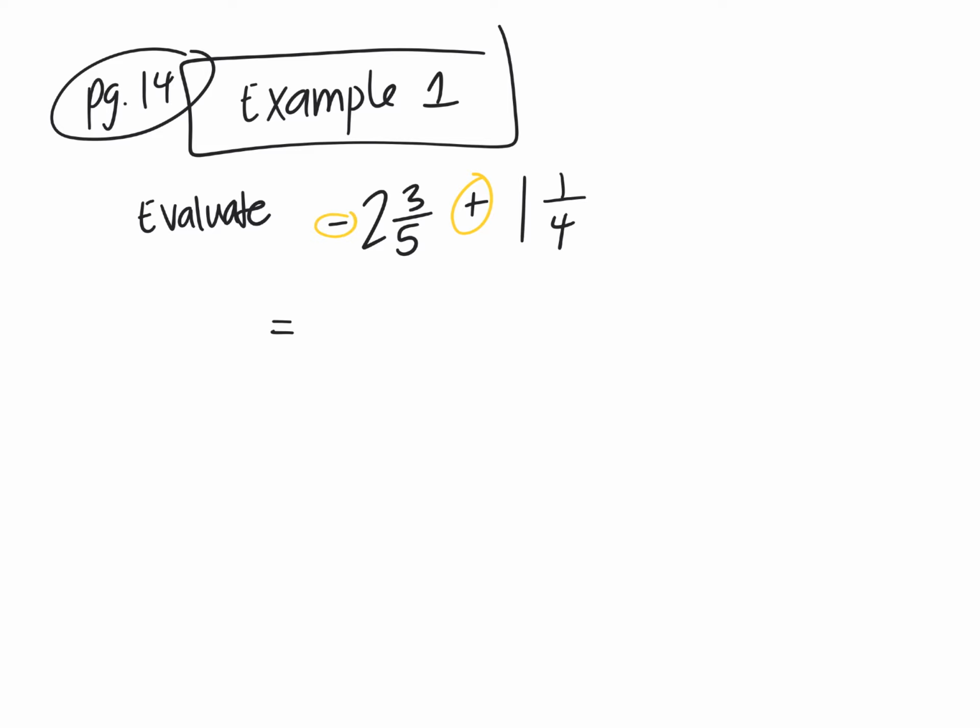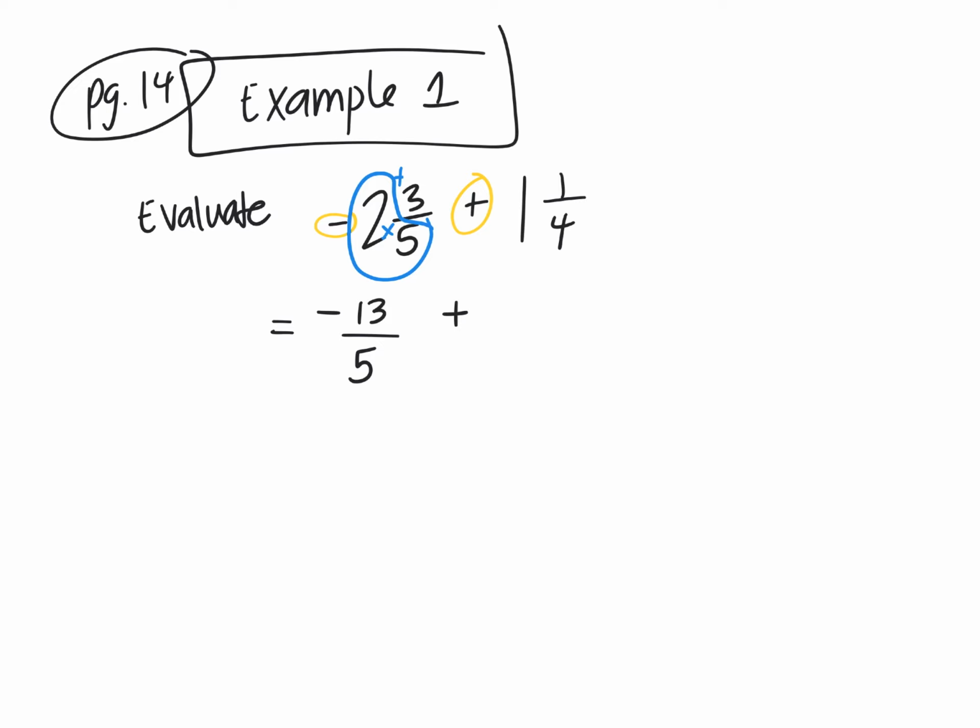Again, we ignore the negative when we're turning it into an improper fraction. We would just do 2 times 5 plus 3. So what's 2 times 5? 10 plus 3? 13 over, is it positive or negative? Negative. Good. And we're going to add 1 1/4.